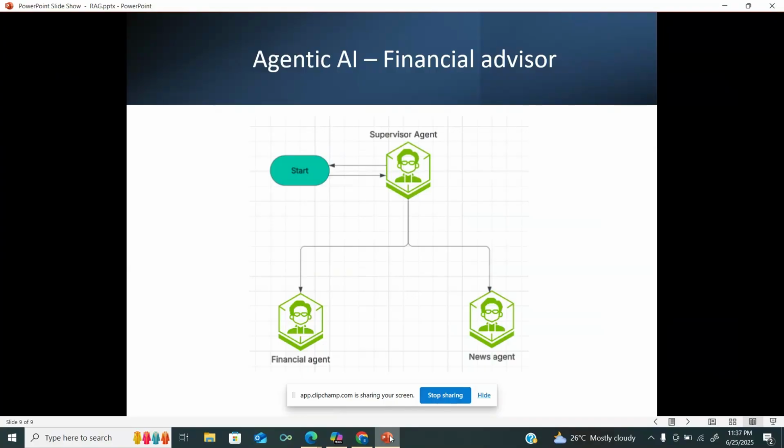Today I'm going to explain how to implement a financial advisor using Agentic AI. Before I go into my use case, let me explain what Agentic AI is in simple terms. Agentic AI is like a team of AI components or experts, each with a specific skill. These agents work together, share information, and help each other to solve complex tasks. Instead of one AI doing everything, each agent handles a part.